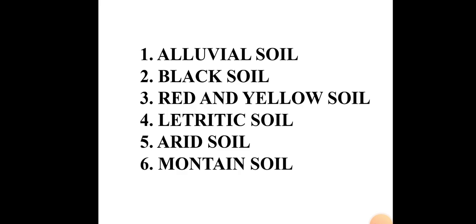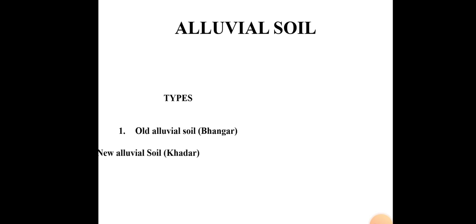Latest types of soil in India. Basically, there are 6 types of soil found in India: alluvial soil, black soil, red and yellow soil, lateritic soil, arid soil, and mountain soil. What is alluvial soil? What are the types of alluvial soil and what are the features of soil?